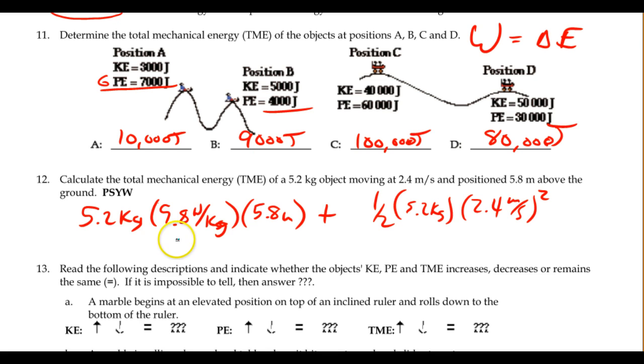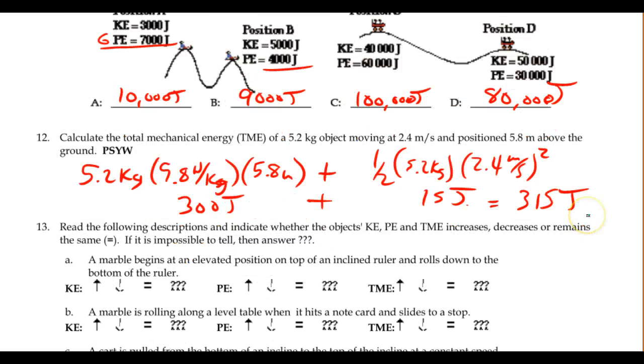Now, these are the numbers we used in guide sheet number 1. So this is 300 joules, and this is 15 joules, making our total mechanical energy being 315 joules. Now, if I round that off to two significant figures, we're talking 320 joules for this particular case.